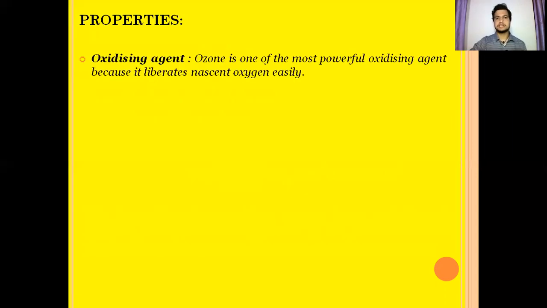Now coming to the properties. It has a few very important properties, and one property for which it is very much used is as an oxidizing agent. Ozone is one of the most powerful oxidizing agents. And why is it so? Just now what I have told you, it's an endothermic compound. So whenever it absorbs heat, it decomposes very easily to give you O2 and nascent oxygen.